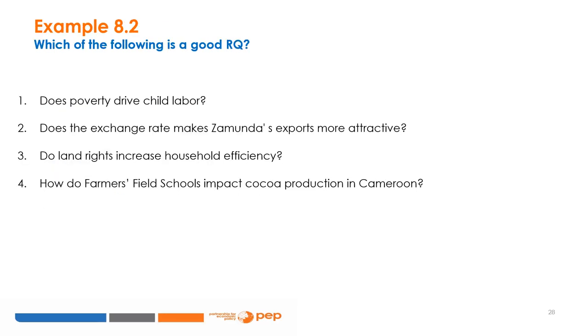Here is a series of examples to help you distinguish between good and bad research questions. Take the first question, does poverty drive child labor? It links a cause, poverty, to a socioeconomic problem, child labor. It is a fairly general question because even countries which today do not report child labor as a mass phenomenon experience this issue in the early stages of development. This includes 18th century Great Britain and 19th century U.S.